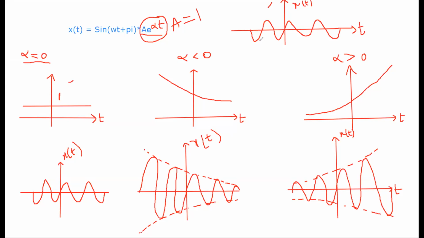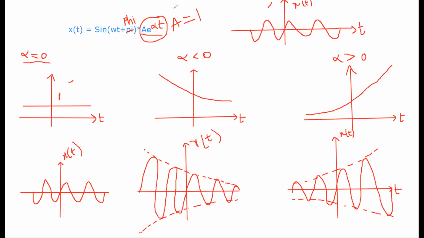Right? So complex exponential signals or exponentially damped sinusoidal signals are of the form x of t is equal to sine omega t plus phi. It's not pi, sorry, it should be phi. Into a into e power alpha t, where a is the amplitude.